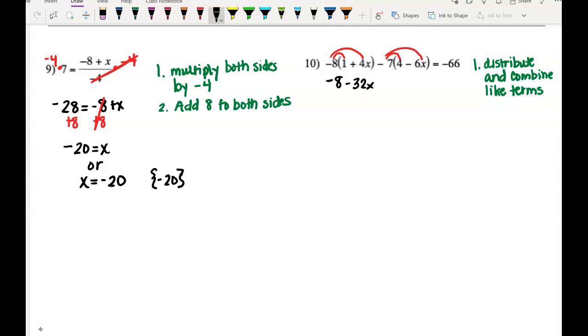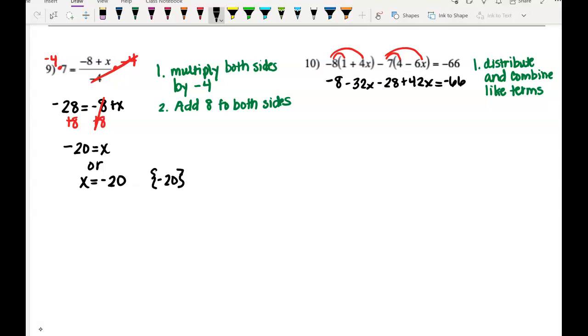And then what is negative 7 times positive 4? Negative 28. And negative 7 times negative 6x. No. Close. Negative 7 times negative 6 would be positive, so plus 42x equals negative 66.